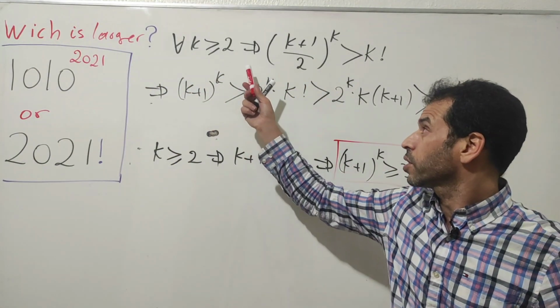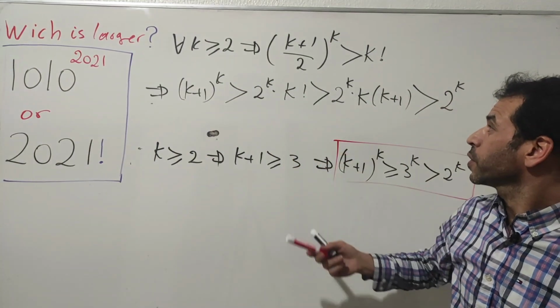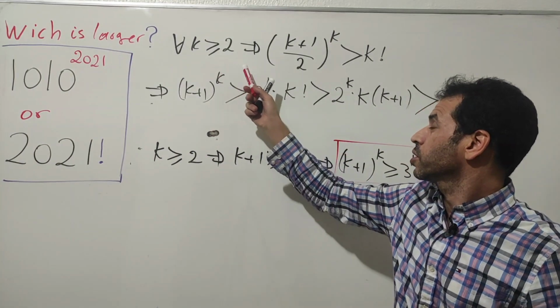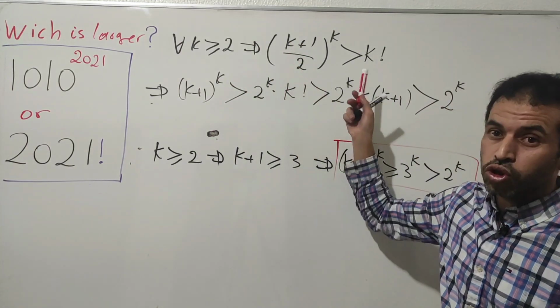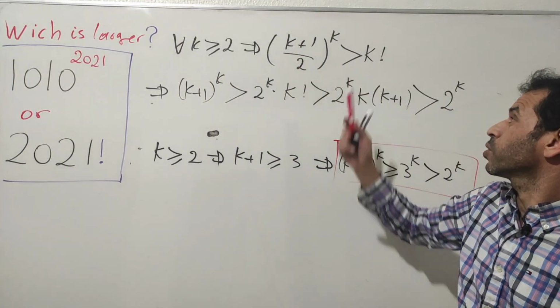You can apply the induction hypothesis as well. Okay, so by checking the base case at number 2, then assuming this one is true, then prove k plus number 1. It's more simple.